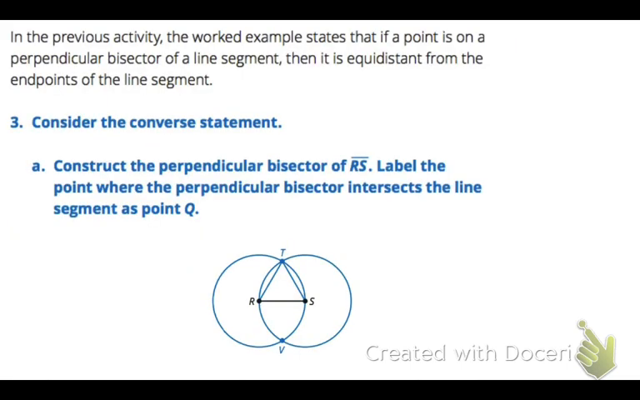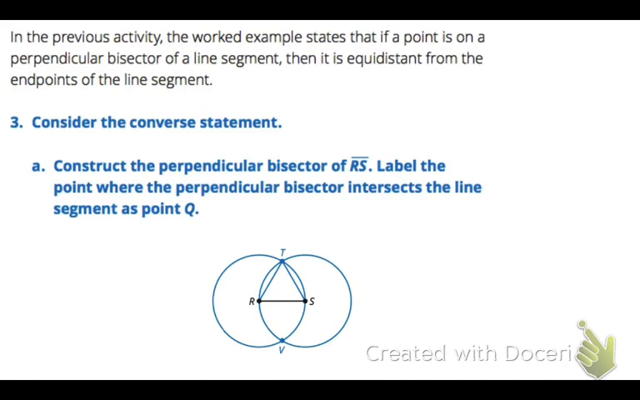Now from this one, they're saying that in the previous activity we had to work the example that states that if a point is on the perpendicular bisector of a line segment, then it is equidistant from the endpoints of the line segment. So now we're going to consider the converse. For A, they're saying construct the perpendicular bisector of R and S. Label the point where the perpendicular bisector intersects the line segment as point Q. Remember, perpendicular meaning 90 degrees, bisector meaning cutting in half.